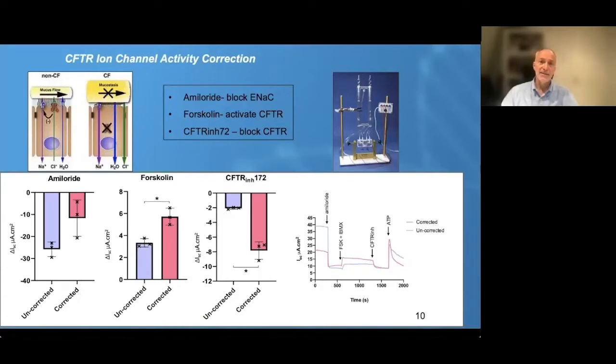So this combination of activators and blockers indicates that we've restored chloride transport activity in these corrected epithelial cells. On the right here, you see a representative trace of one of the ALI cultures showing the activation with forskolin and the inhibition with the inhibitor.